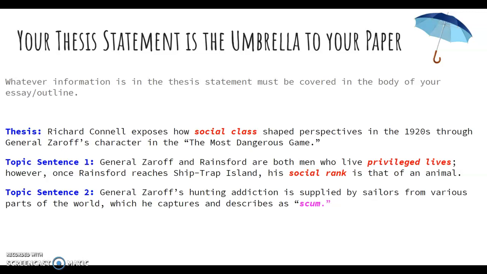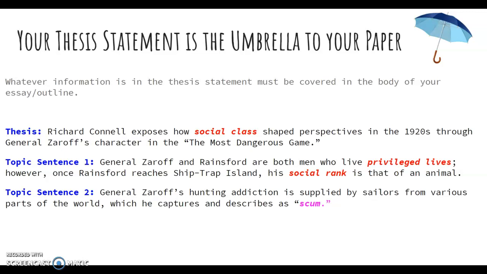Now let's think about this. Let's apply this to The Most Dangerous Game. Rainsford and General Zaroff would be on one of the top rungs of the ladder. However, once Rainsford reaches Ship Trap Island, his social rank is that of an animal. Humans rank over animals. Okay, so that ties definitely back to our thesis statement.